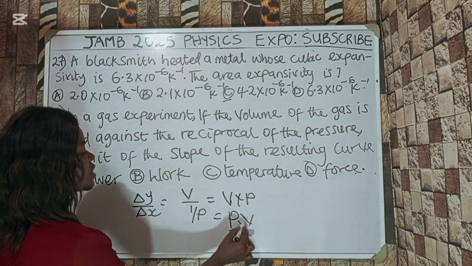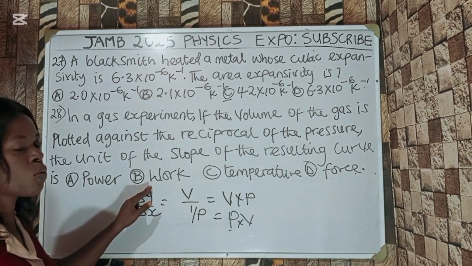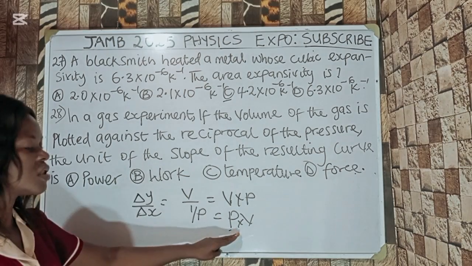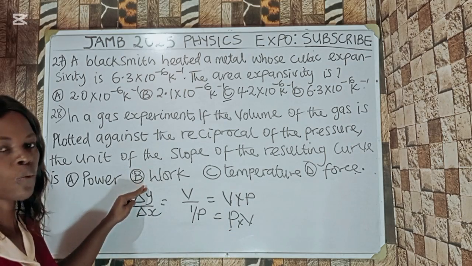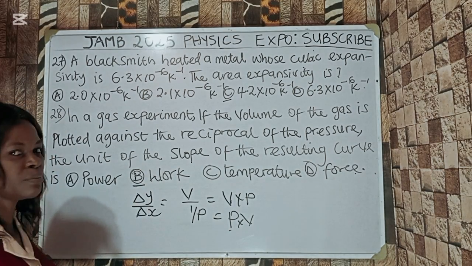PV, that is pressure times volume. And the only thing that can give us this relationship is work. Because the units of pressure times volume are the same thing as work done. So the correct answer is work done, which is option B.